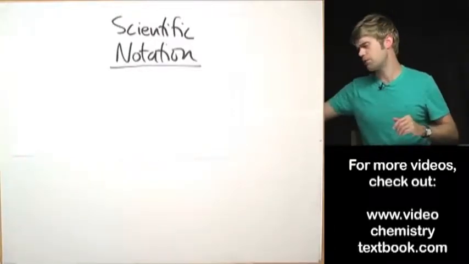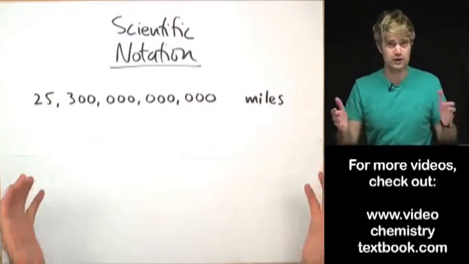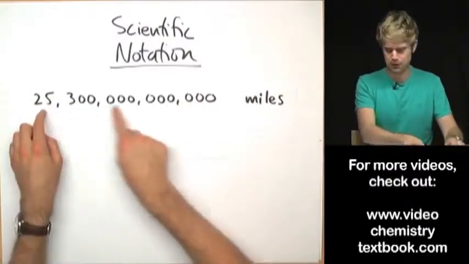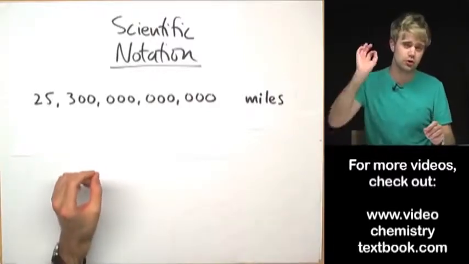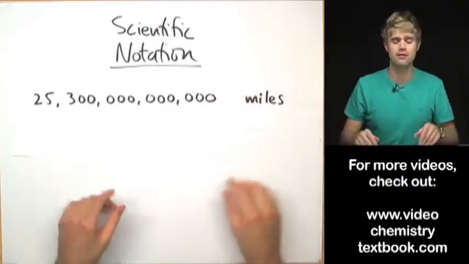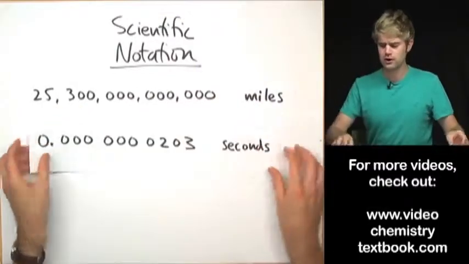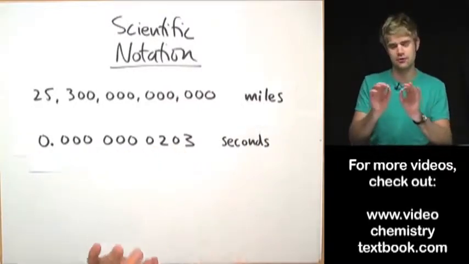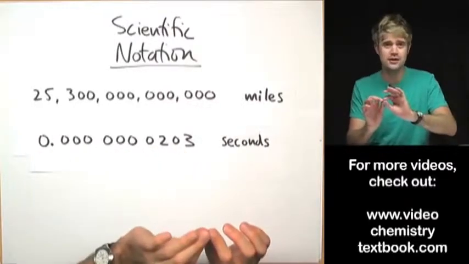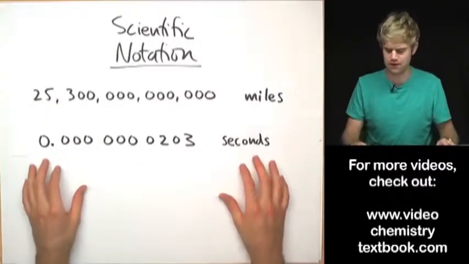Here's why that's important. In science, we spend a lot of time dealing with really huge numbers. For example, this is the number of miles from Earth to the closest star outside of our solar system. A really big number. We also look at a lot of really small numbers. This tiny number is the amount of time it takes for light to go from one side of an average-sized bedroom to the other side. That's about 30 feet. Okay?